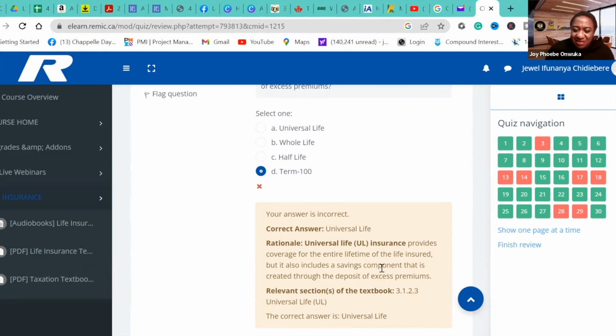Okay, so again, look at the rationale. A universal life insurance provides coverage for the entire lifetime of the life insured, but it also includes a savings component that is created through the deposit of excess premium.